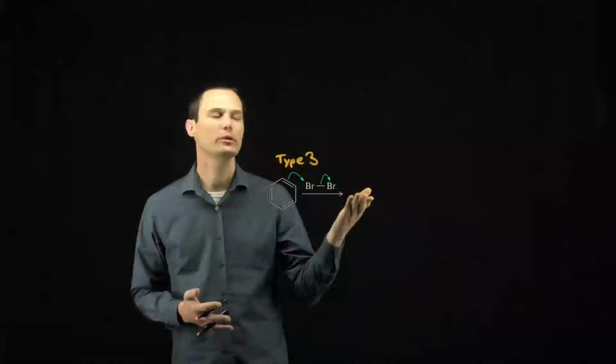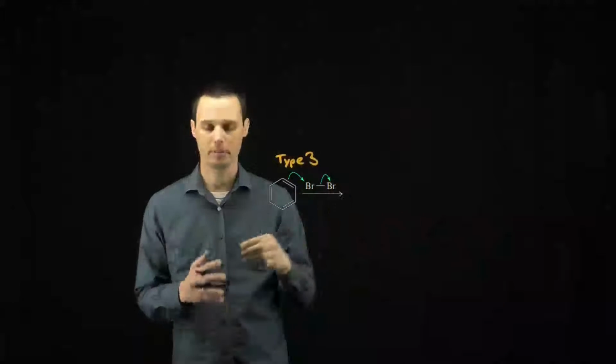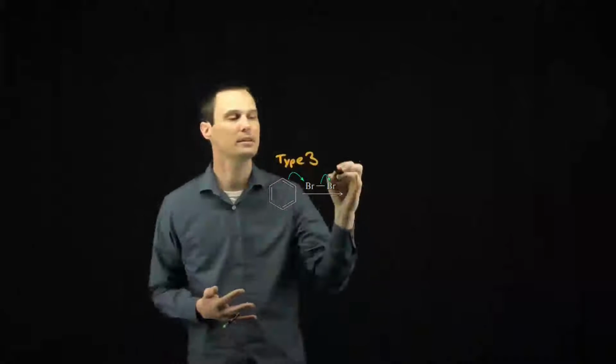The second arrow is the leaving group leaving, the bromide leaving. This is a heterolytic bond cleavage. Because it's a heterolytic bond cleavage, that makes it a type 2 arrow.